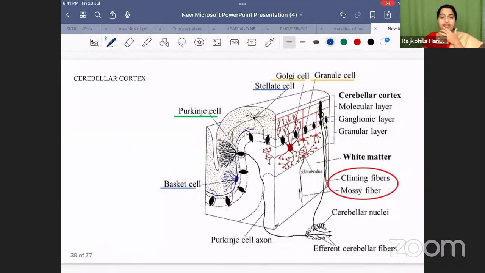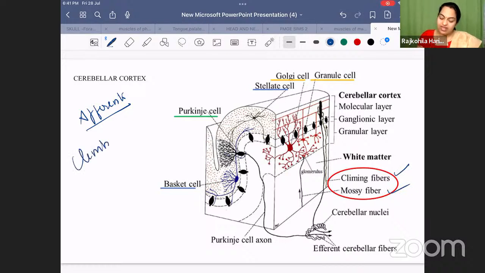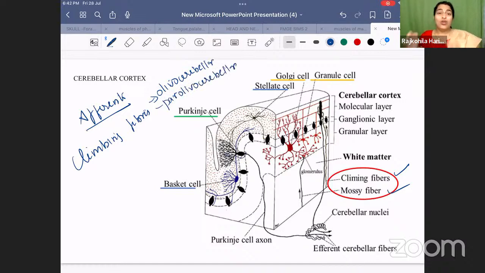Okay. The other thing they keep asking is about the afferents to the cerebellum. They are divided into two types of fibers, climbing fibers and mossy fibers. Please remember, those afferents which are coming from the olivary nucleus and accessory olivary nucleus, called the olivocerebellar fibers and the paraolivocerebellar fibers, okay, only these come under climbing fibers.